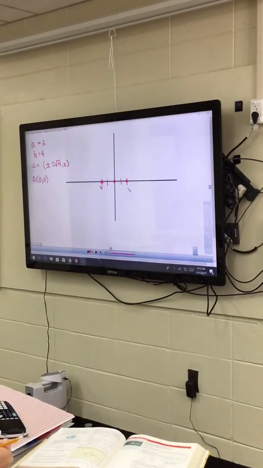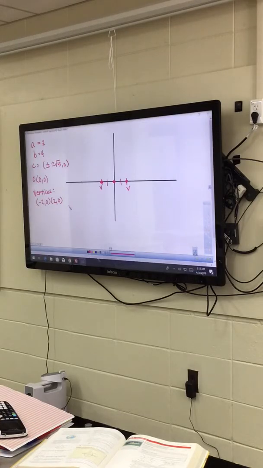So those are my vertices, or my vertex for each side of the hyperbola. This is where I got lost, was b. So this would be negative 2, 0 and 2, 0. How do you know? Because remember, from that center point where those asymptotes intersect to the vertices is the value of a.